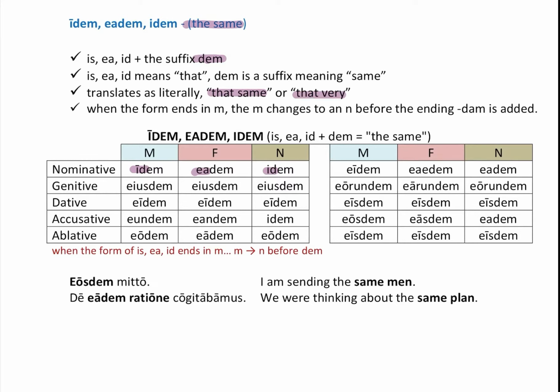Okay. And then one thing to note, it's in your chart book. If you look in your chart book, you're going to fill these out starting at page 48. So you're going to pause in just a minute and get these all down before you come to class. Important to note is when the form of iste, id ends in m, the m becomes an n before the dem.